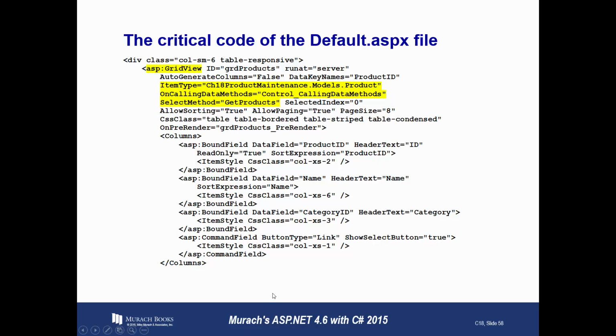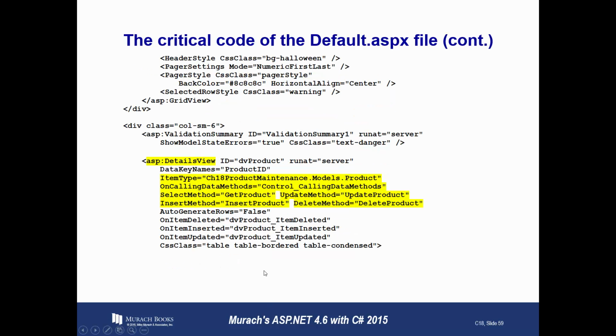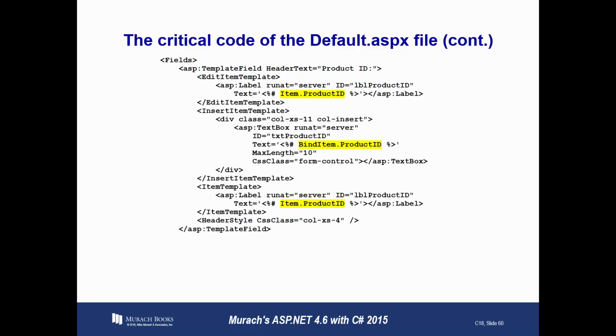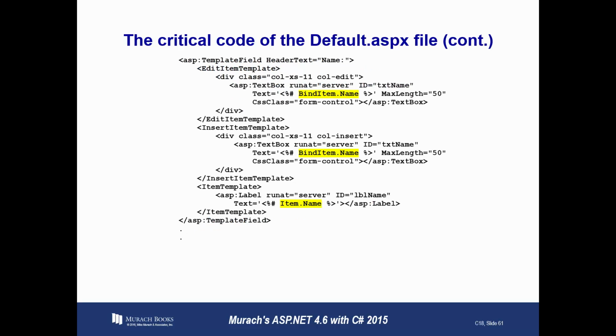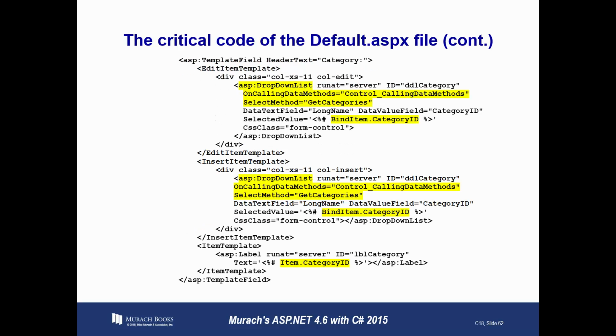After the grid view control is a validation summary control used to display any errors. Then we've got the details view control, and you can see that in the yellow here, that includes the item type property. So it's strongly typed. That way you can use either item or bind item keywords in its templates. You're seeing those here in the yellow.